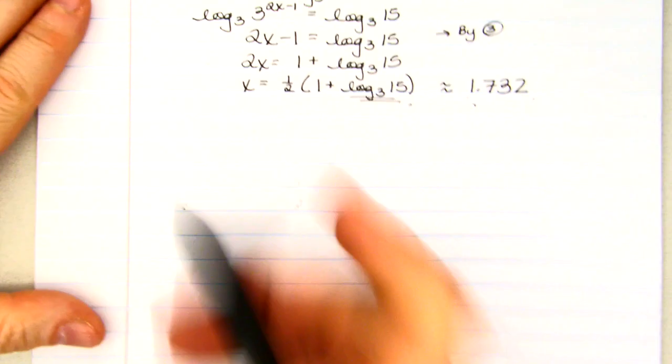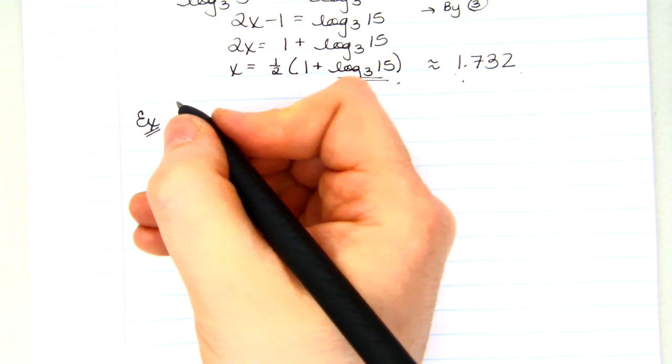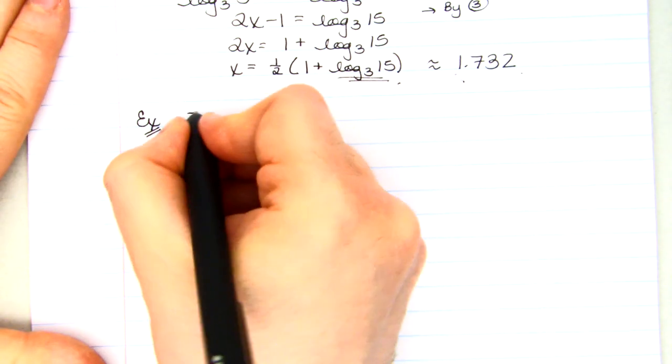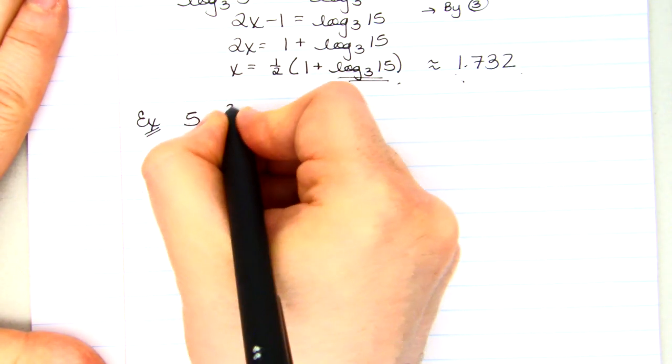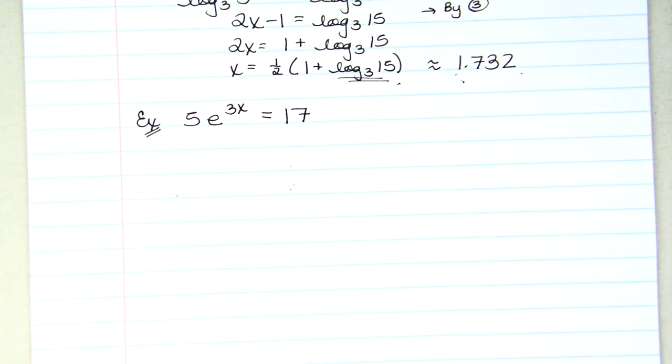Okay, let's do another exponential equation where we have to use its inverse to get rid of things. 5e to the 3x equals 17. You're actually not ready to use any inverse properties here. You got something else to get rid of. So do what first? Oh, you know what to do first.